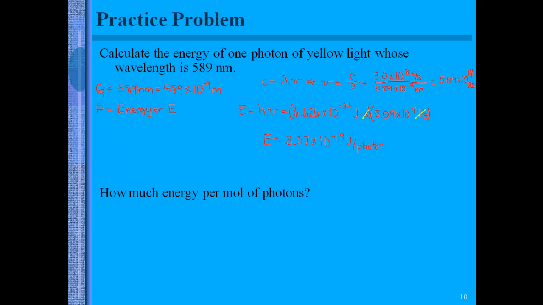If we know the energy of one photon, we can find the energy per mole of photons. And we can do that by using our Avogadro's number. So taking our energy per photon and then using our conversion that 6.02 times 10 to the 23 photons will be 1 mole of photons, we can calculate the energy of 1 mole as 2.03 times 10 to the 5th joules.